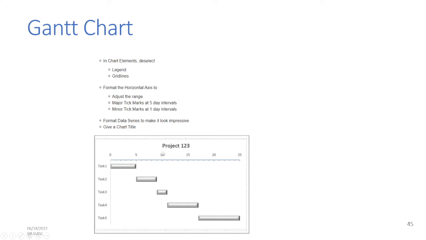In charts element, deselect legend and grid lines. So legend and grid lines were removed. Format the horizontal axis, adjust the range and major tick marks at 5-day intervals and minor tick marks at 1-day intervals. So you notice we have here 5, 10, 15, 20, 25. These are the major tick marks. And these small tick marks here are the minor tick marks.